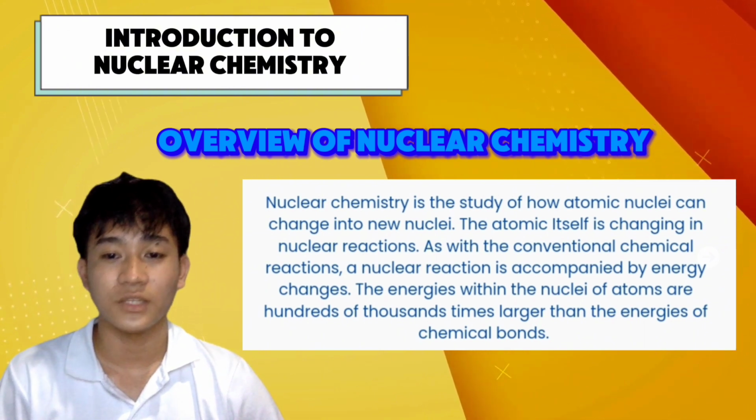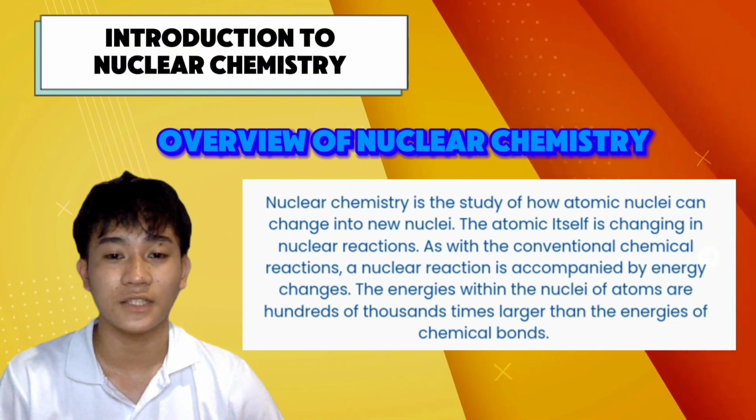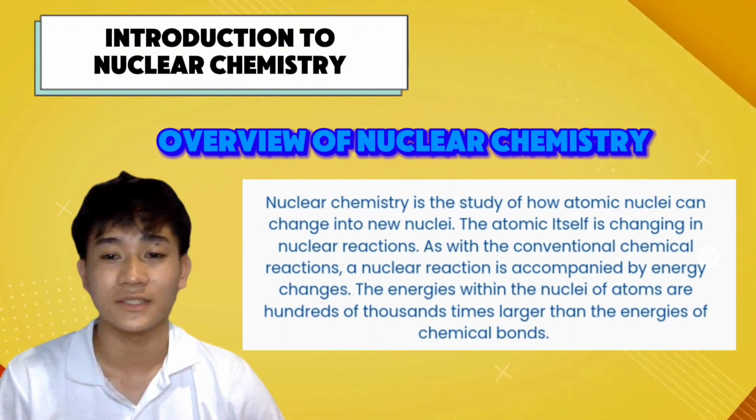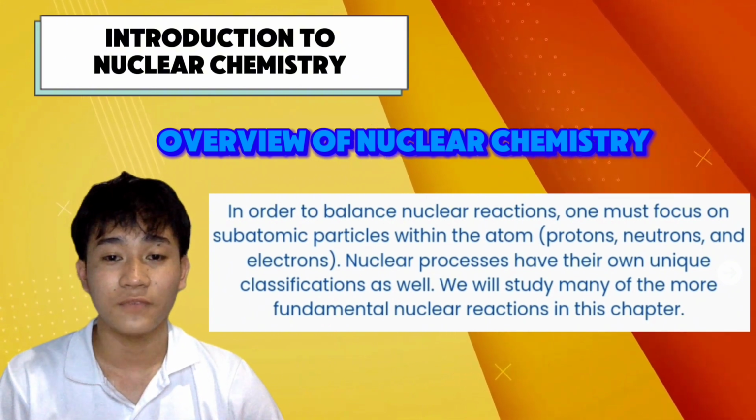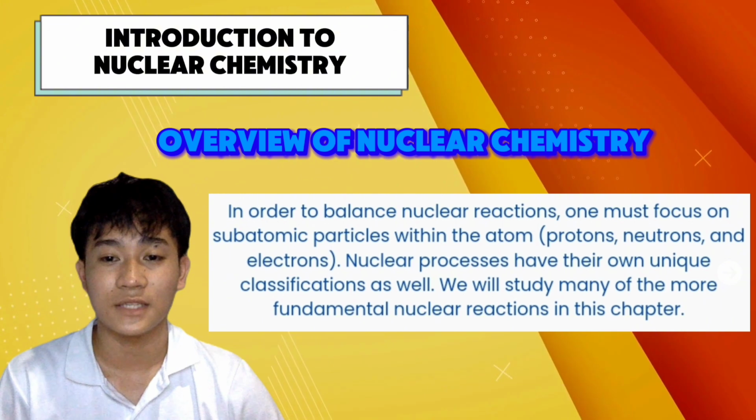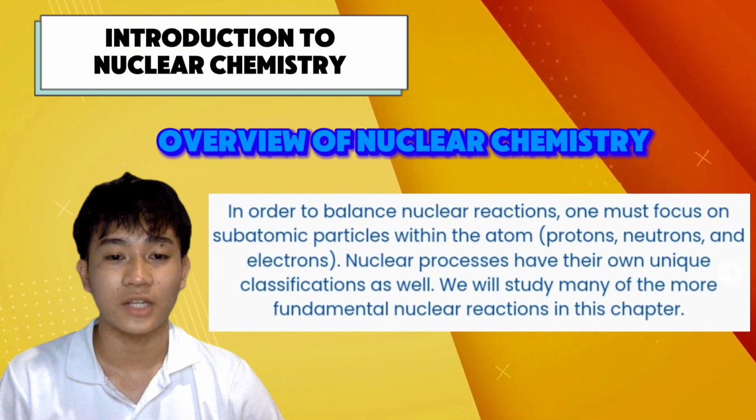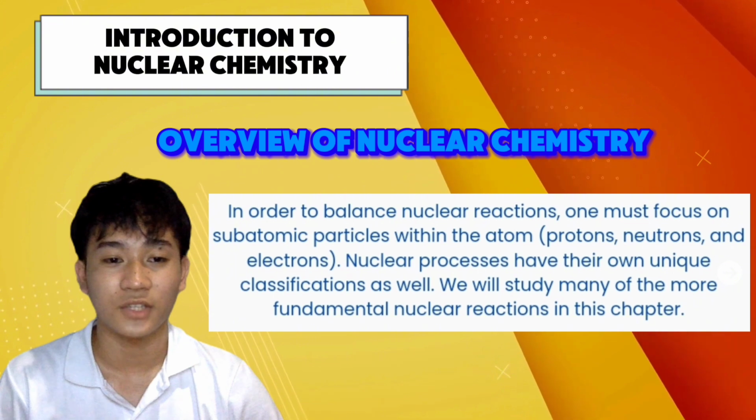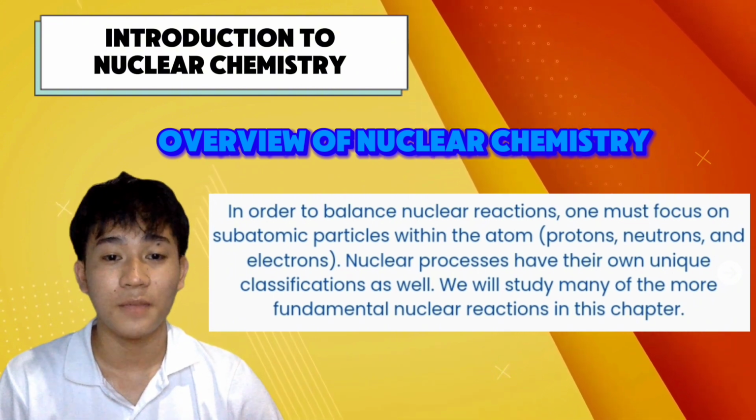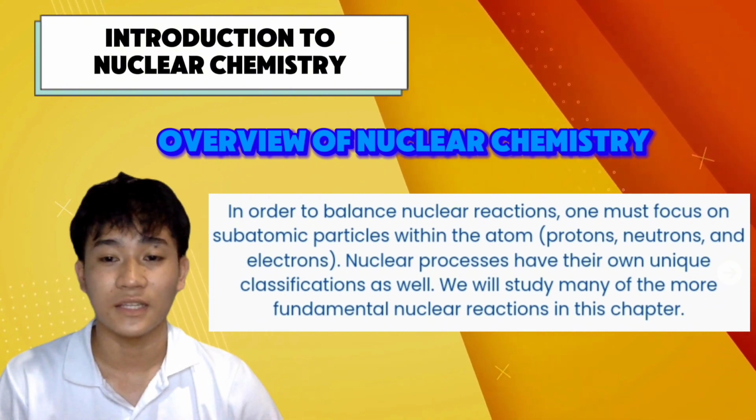The energies within the nuclei of atoms are hundreds of thousands of times larger than the energies of chemical bonds. In order to balance nuclear reactions, one must focus on subatomic particles within the atom: protons, neutrons, and electrons. Nuclear processes have their own unique classification as well. We will study many of the more fundamental nuclear reactions in this chapter.